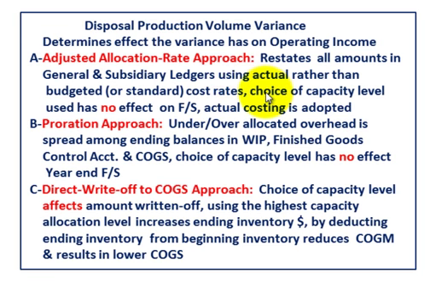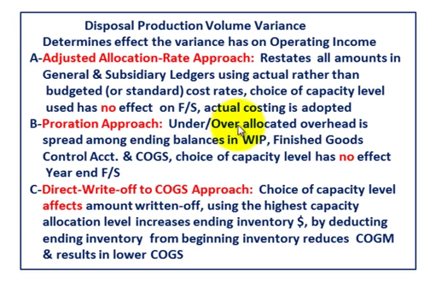Okay, so the choice of the capacity level used has no effect on the year-end financial statements. What you've really done is your actual costing is adopted in this case if you use the adjusted allocation rate approach. Now, the second type here would be your proration approach.